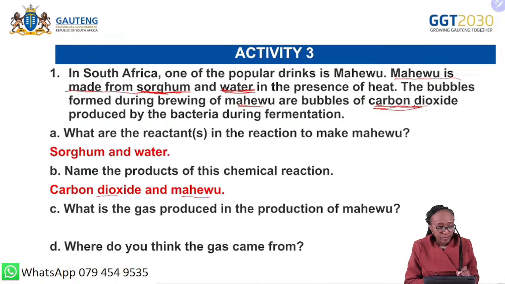Now, C reads, what is the gas produced in the production of maheu? So we're looking at the products. Now because we're working with the word produced.